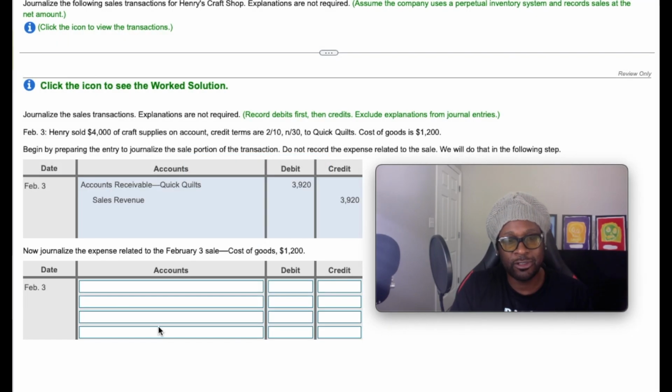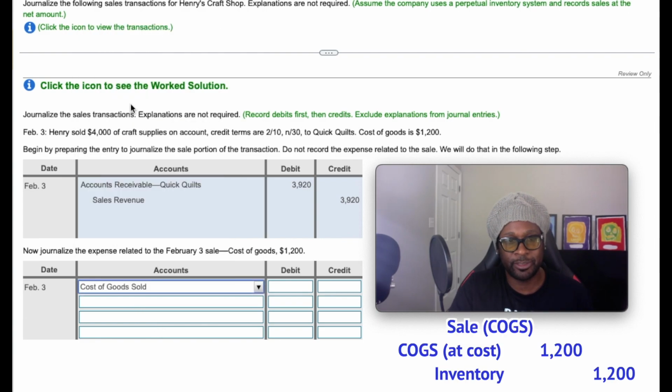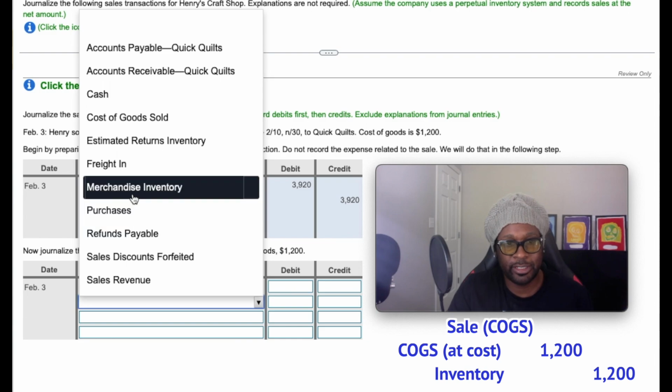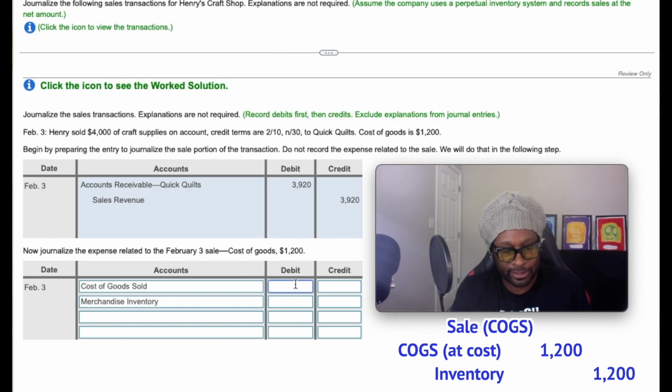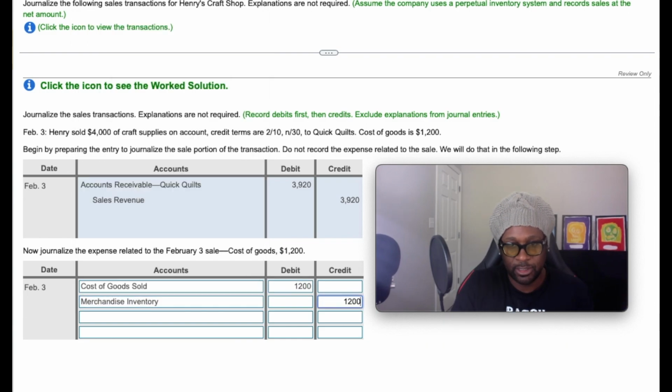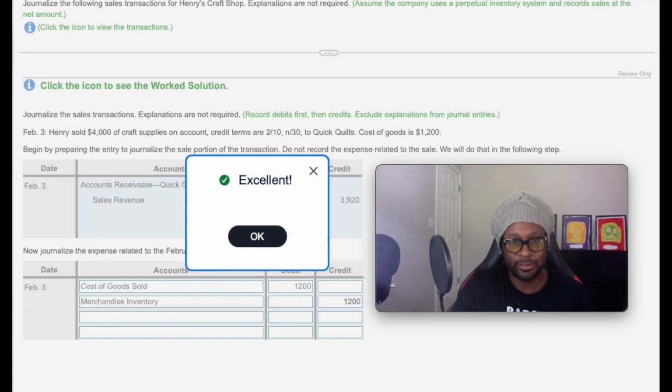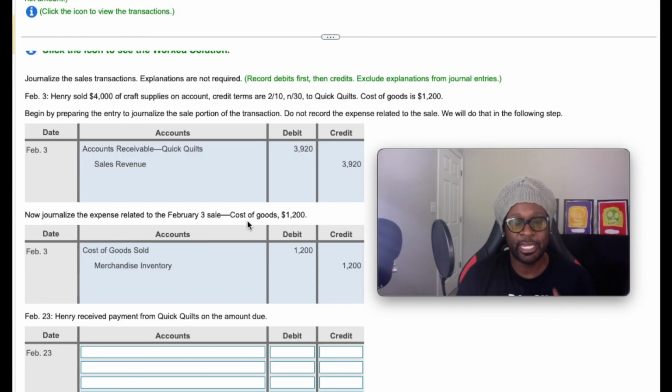We have to record the cost of goods sold for selling the inventory. Therefore, we're going to debit cost of goods sold and credit merchandise inventory at cost of $1,200. We're going to check the answer. Excellent job. Now, February 23rd tells us that Henry received payment from Quick Quilts on the amount due.